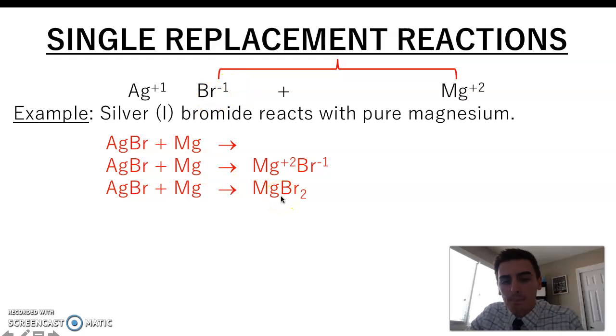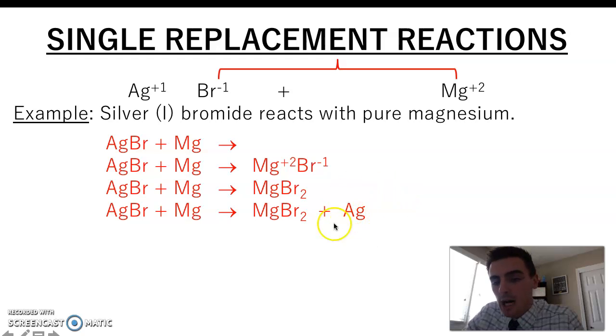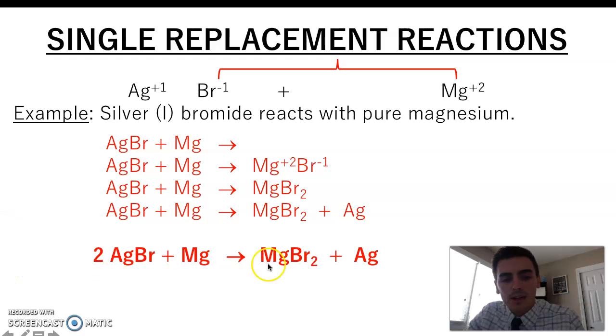A lot of kids will stop right here, but remember, if magnesium came and stole bromine away, who's left by themselves at the dance? That would be silver in this case, and it's going to be left all alone. And in the bottom of this beaker, we'd see some silver start to form if this was the case. We'd need to go balance it, and then we'd be good to go.